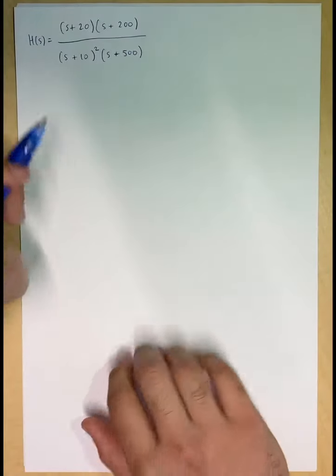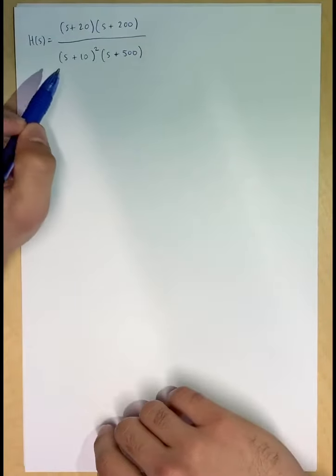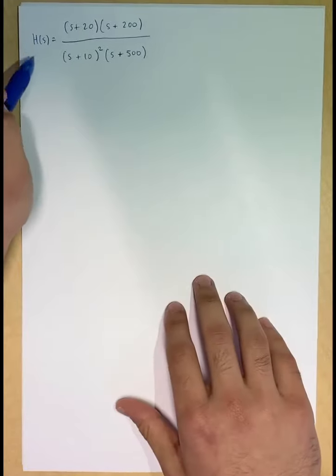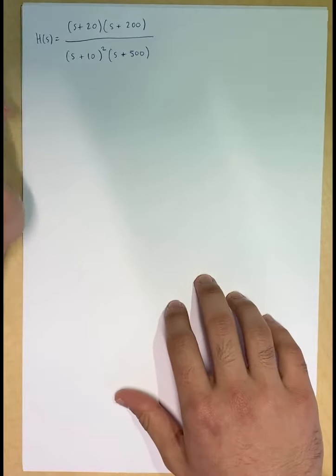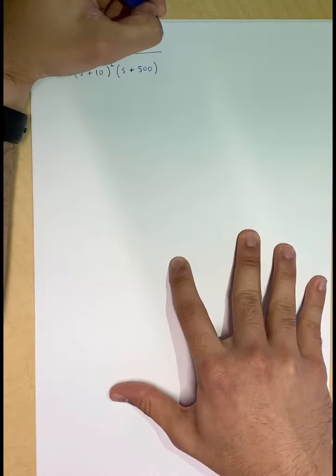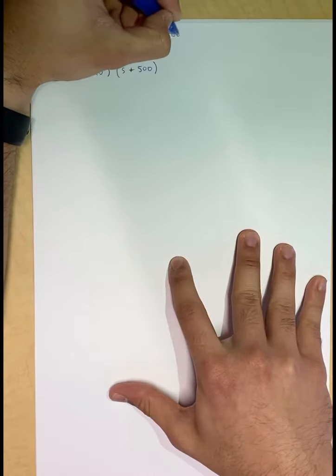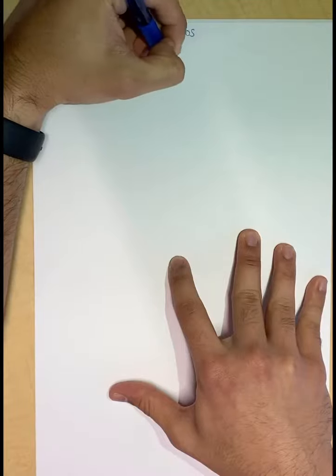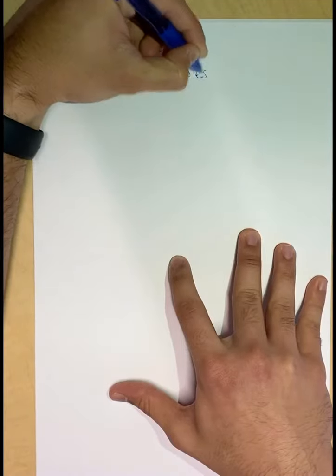Hi, in this video, we'll be discussing how to create the magnitude plot given a transfer function, as seen on the screen. The top part, the numerator of the transfer function, allows us to find the zeros, and the bottom part of the transfer function allows us to find the poles.